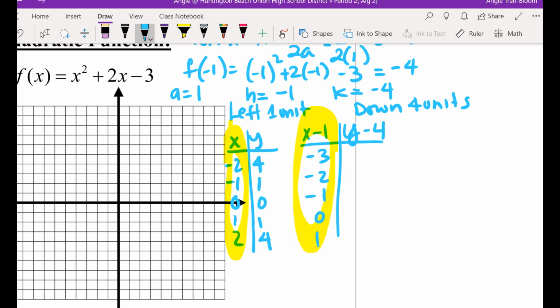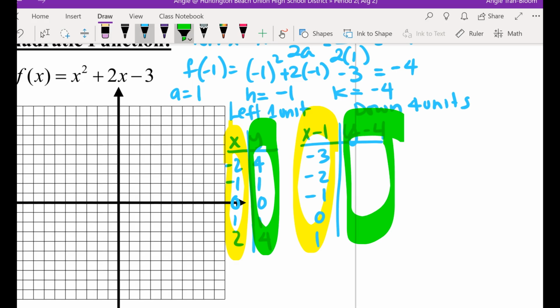Okay. Then let's transform all the Y's. These are the Y's. I need to put them over here. What are they now? 0, negative 3, negative 4, negative 3, and back at 0.